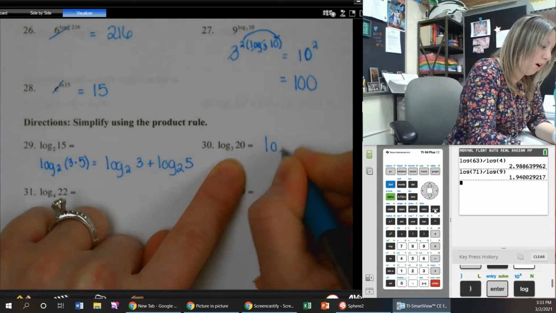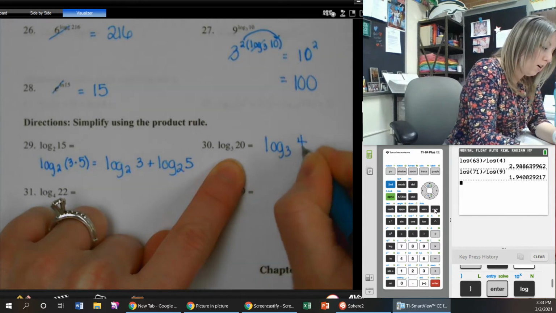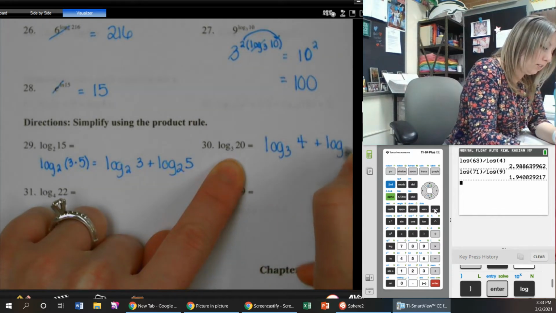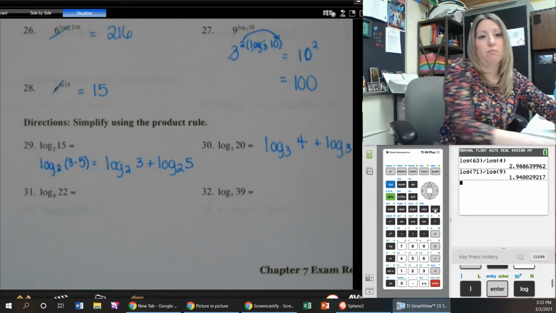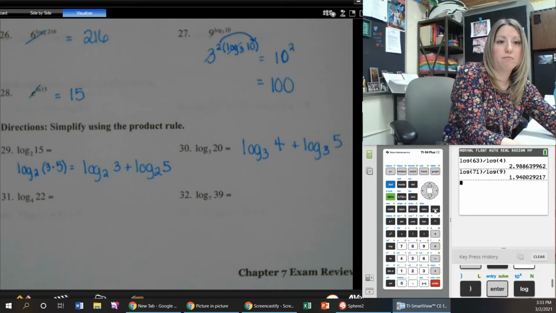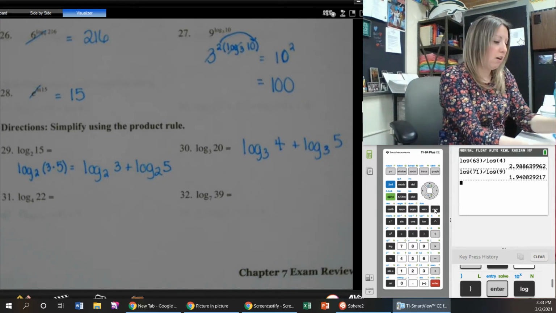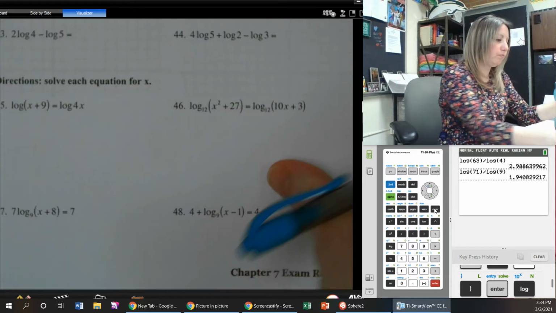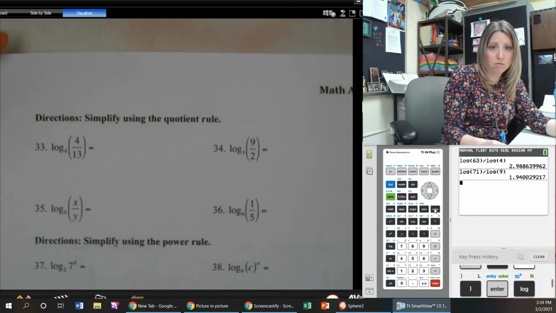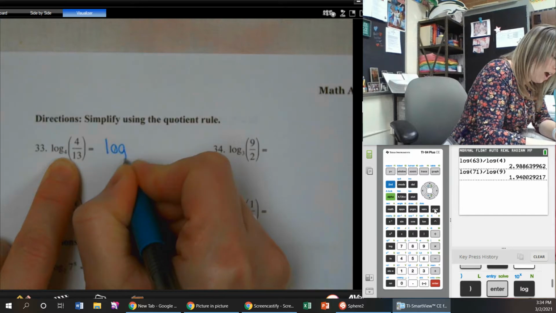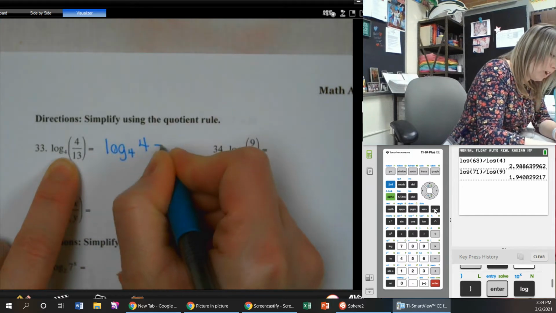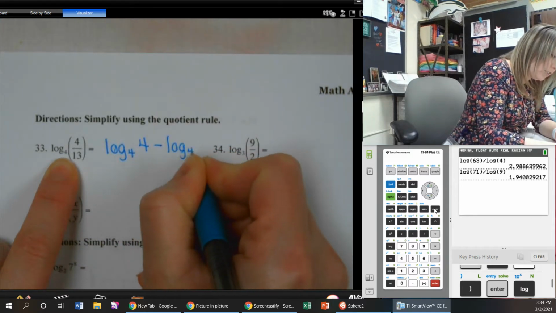So this one would be log base 3 of 4 plus log base 3 of 5, because there's 2 products of 20. There's 2 products of 20. Okay? Then the quotient rule would be subtracting, it's the opposite, right? So log base 4 of 4 minus log base 4 of 13.